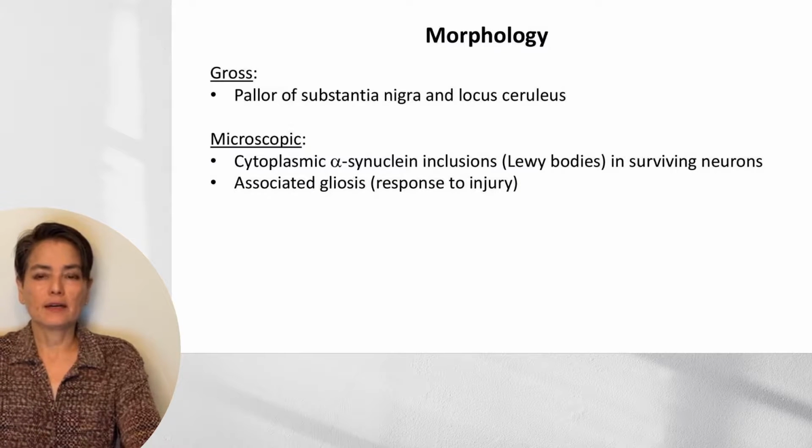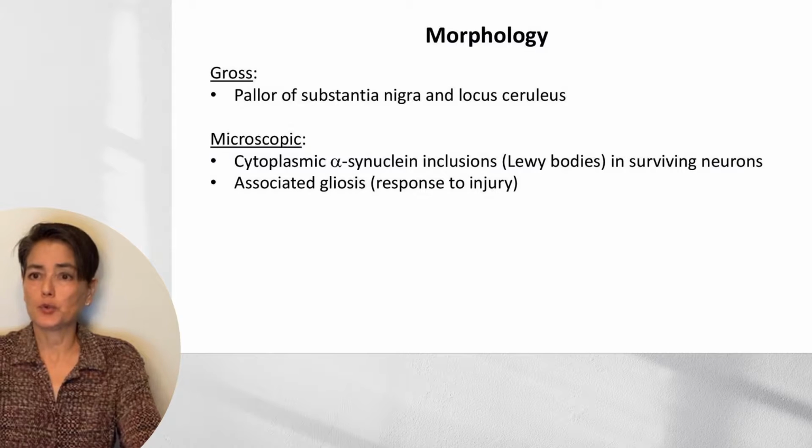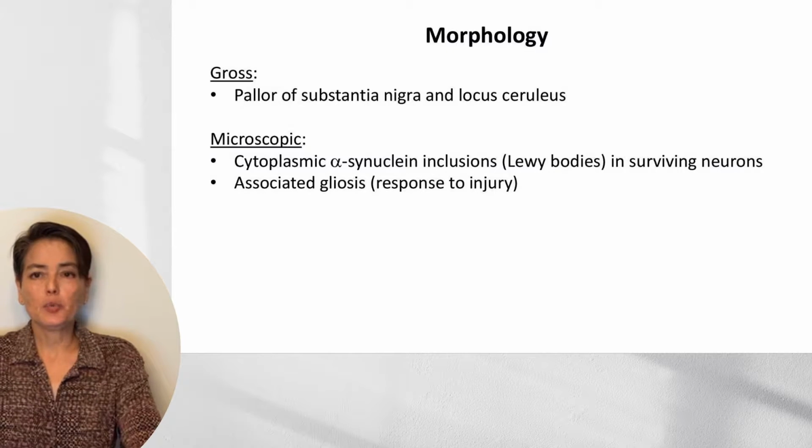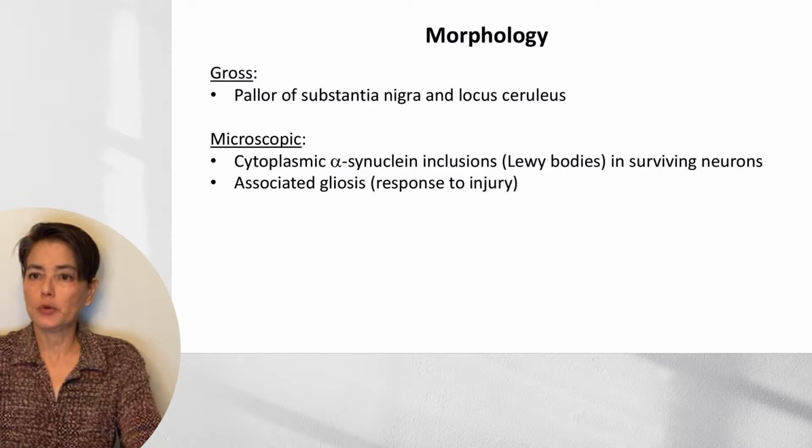Morphologically, the most classic finding will be pallor of the substantia nigra and locus ceruleus. Microscopically, we can see the cytoplasmic inclusions of alpha-synuclein, called Lewy bodies, in viable neurons, and then there will be associated gliosis, which is a response to injury.